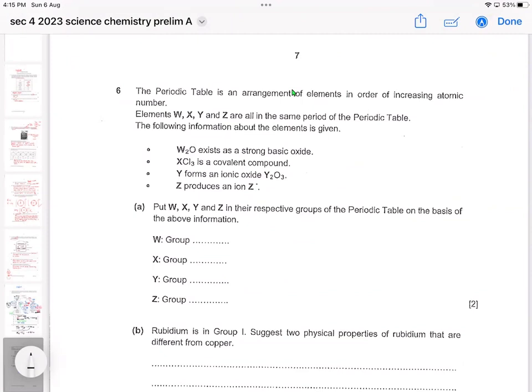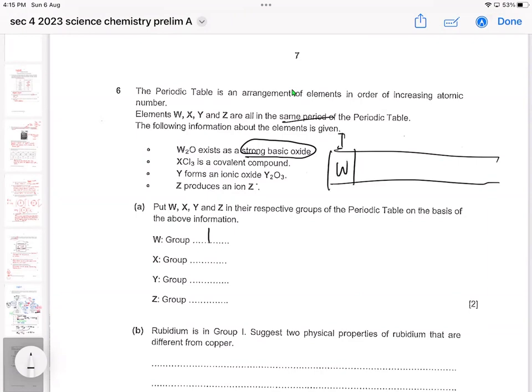Okay, so they are all from the same period, so they are in the same horizontal row. When you see this strong basic oxide, there's only one, which is all the way to the left-hand side, group 1. This thing actually describes group number 1, because when group 1 forms strong basic oxide, it dissolves into water and forms alkaline. So on the left, we have W in your group 1. X, it says, is covalent. Covalent means it's on the right-hand side because the non-metals are on the right-hand side.